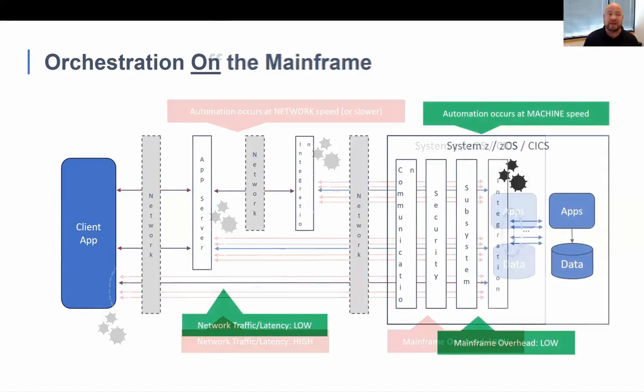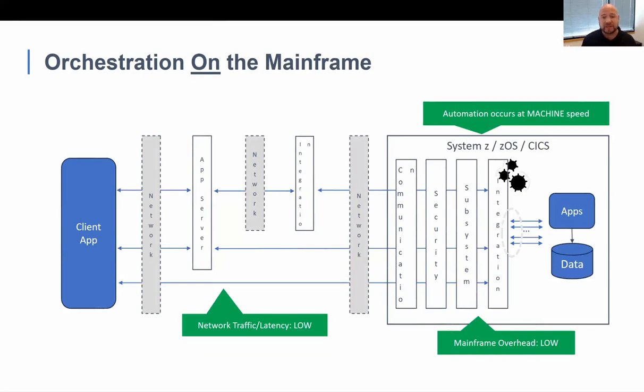Now, if you move it on the mainframe and do all your orchestration on platform next to the artifacts themselves at machine speed, you're going to minimize all that traffic. And for one thing, you create the impression that the mainframe application is sensitive to the needs of the business.